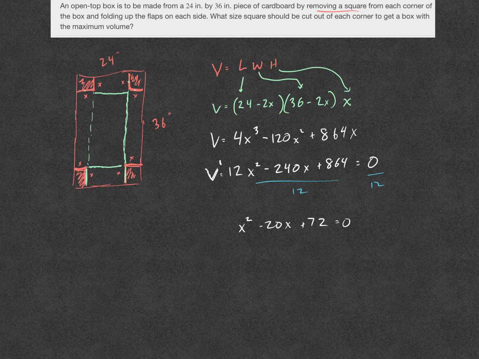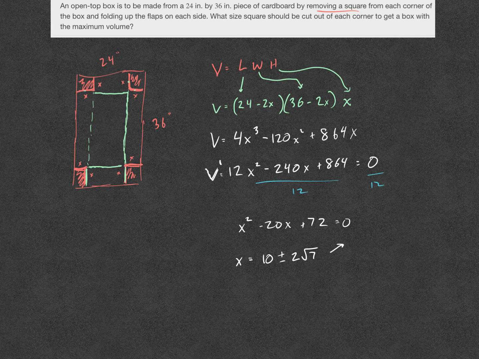looks like one that I could factor, and you can try to find the factors of 72 that will get you 20. You're not going to get there, so what do we do? Quadratic formula. I'm not going to go through the quadratic formula. If you want to look at those steps in OpenStax, feel free to do so, but I'm just going to jump right to the two solutions. X is equal to 10 plus or minus 2 times the square root of 7.